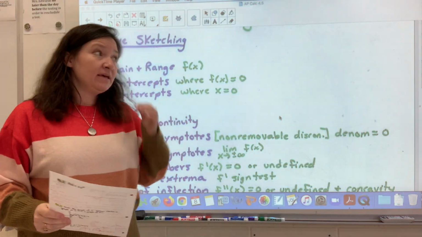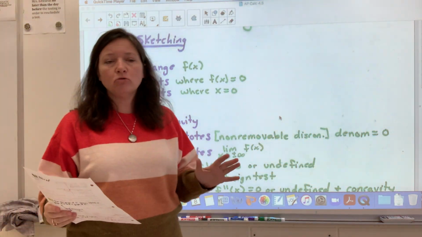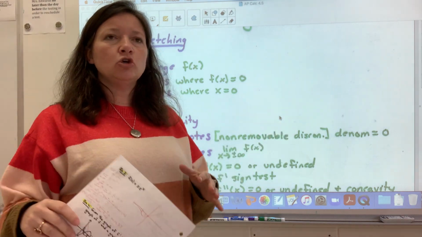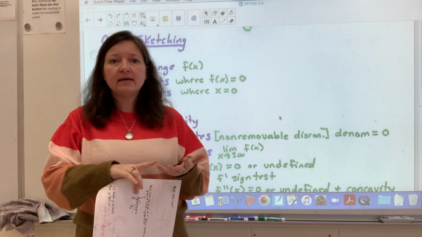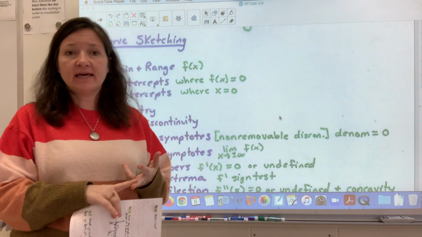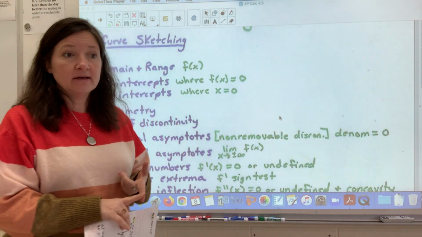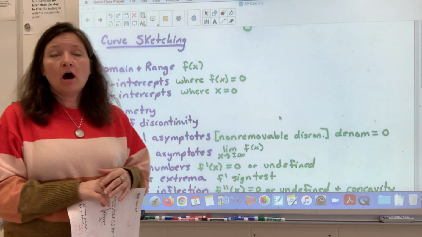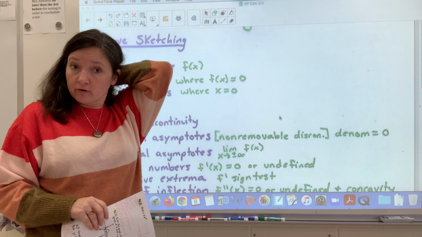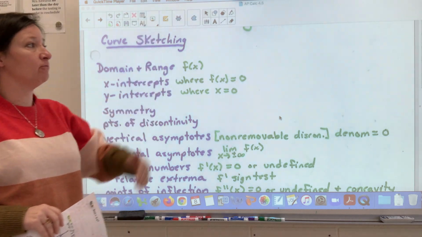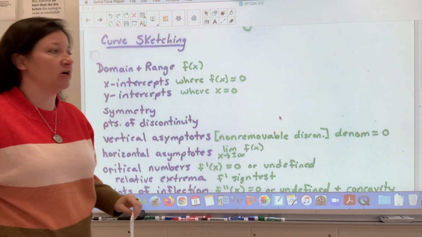Today's lesson in AP Calculus basically pulls together everything you've ever learned about a curve: max and mins, increasing, decreasing, concavity, points of inflection, asymptotes. And so we're going to put all of that together to create curves using all of the information that we can gather about a function.